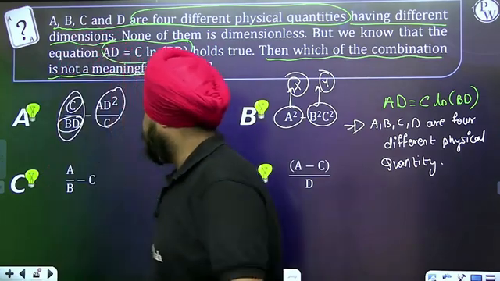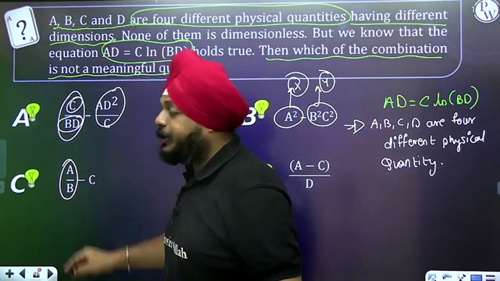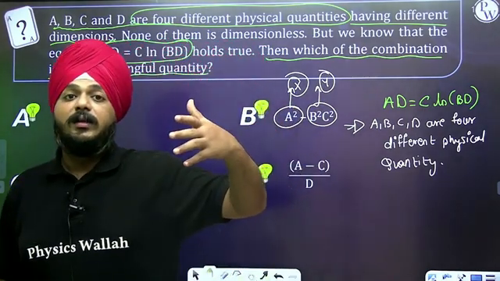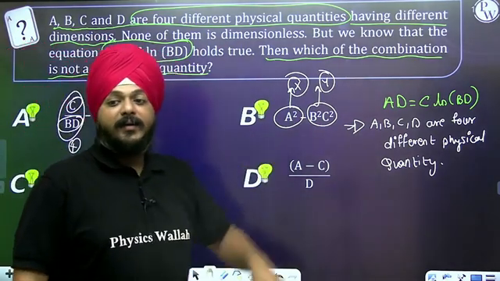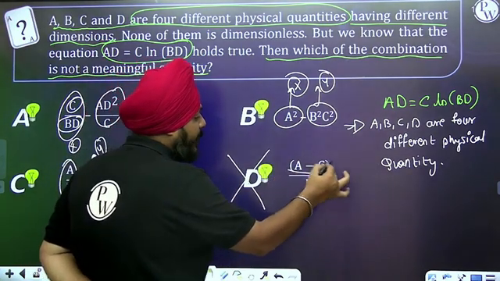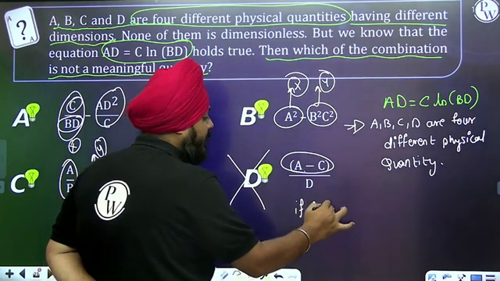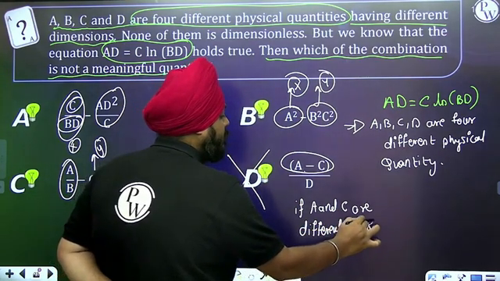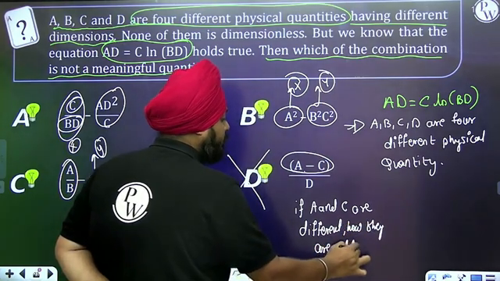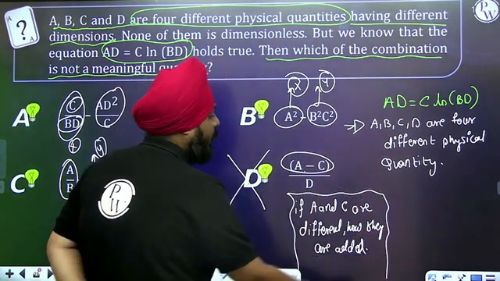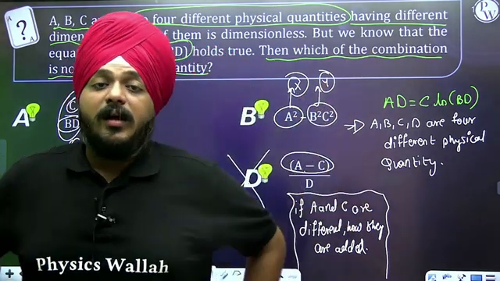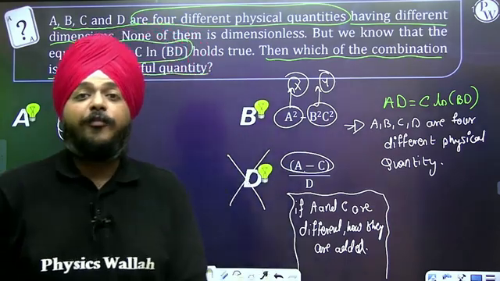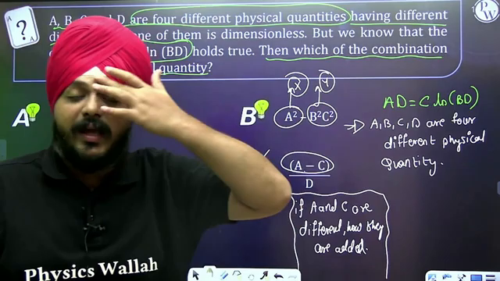Let's move on to the next term. There is a possibility that the dimensions of the ratio of A to B, let's say this is X, match the dimensions of C to the Y, because things are not defined. But A minus C is not possible if A and C are different. If they both are different, how are they added? The principle of homogeneity is getting violated. How are they added, guys?